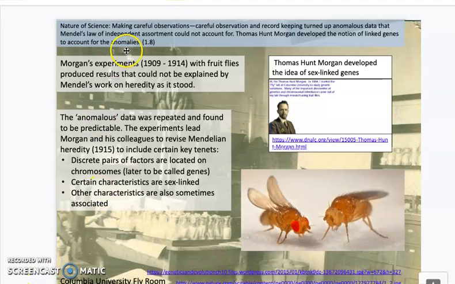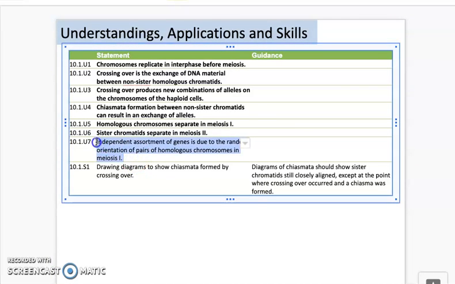The reason why I'm mentioning this is because it is in Nature of Science, which is connected to TOK and anomalies that happen, maybe paradigm shifts or learning new information, or how do we know the new information. But I'm also explaining this because you will see this actually later. We will talk about linked versus unlinked genes and what the genetic patterns and the frequencies of those end up being and how to recognize it. Okay, so now we've covered this one. Independent assortment of genes is due to the random orientation of pairs of homologous chromosomes.